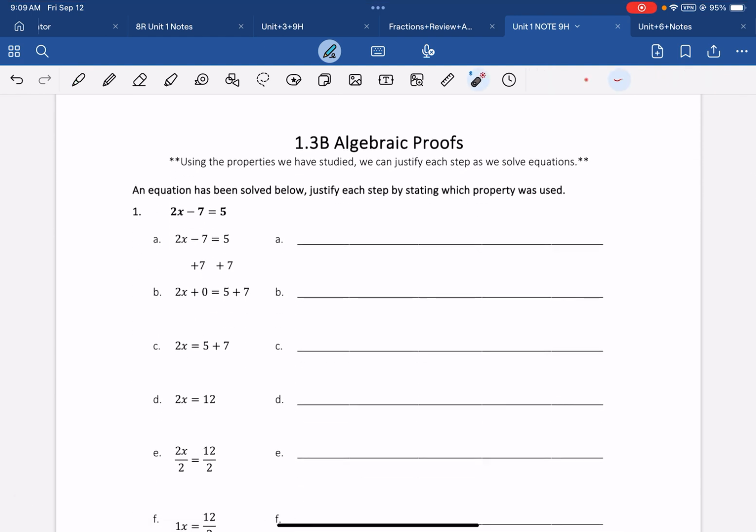Okay, so if you look up, when you have an equation and you add something to both sides of the equation, that is called additive property of equality. So, of equality, and I'm just going to shorthand it like that. So the next step, when you did -7 plus 7, and it became 0, that is the additive identity.